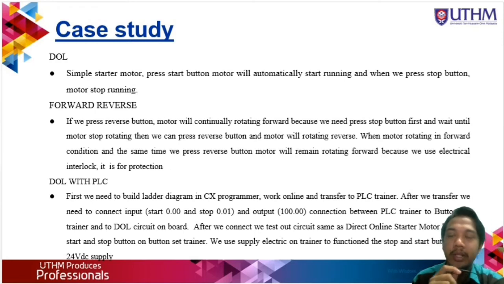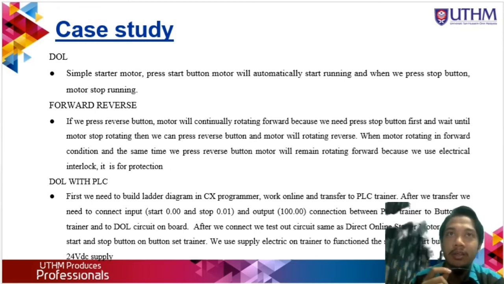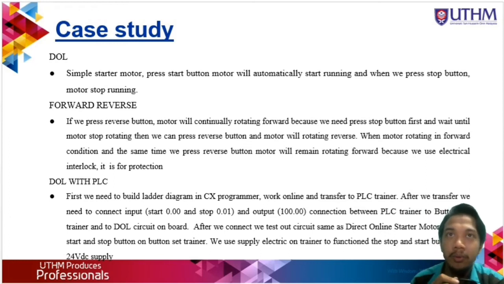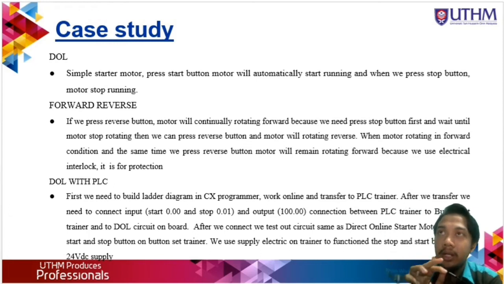Assalamualaikum warahmatullahi wabarakatuh. My name is Muhamad Mazlan, and I will present the case study. First of all, case study 1 is the direct online starter motor. A direct online starter motor is a simple motor which only has 2 push buttons, one is start and the other is stop. We only use 1 contactor and 1 MCB, which is a miniature circuit breaker. To connect the 3-phase circuit, we only need 3 wires, red, yellow, blue, for phase red, phase blue and phase yellow.